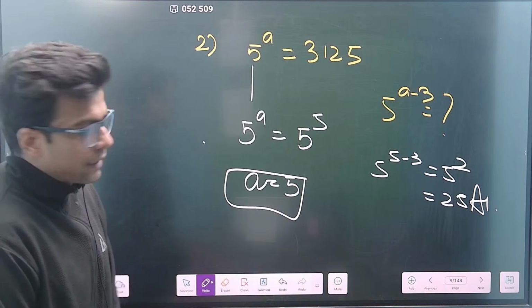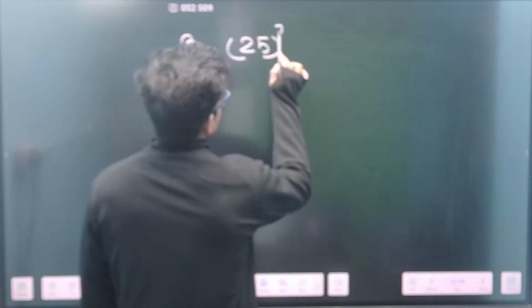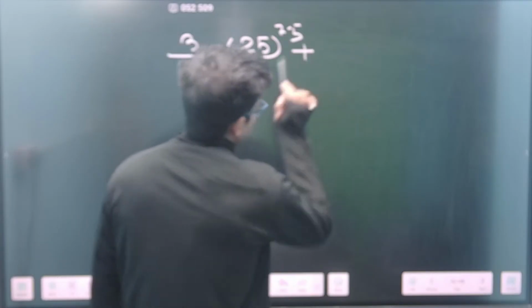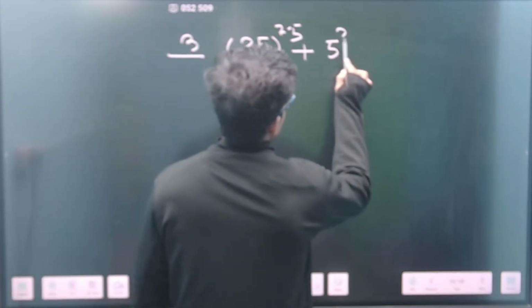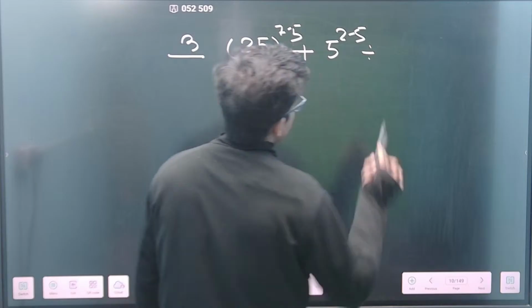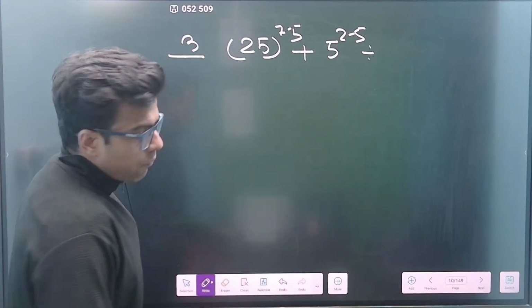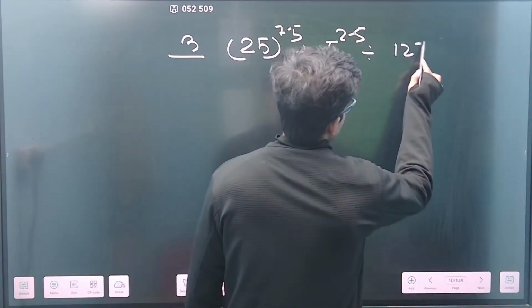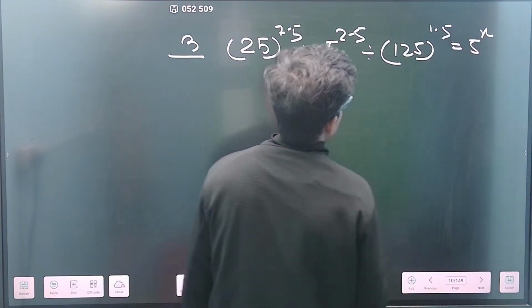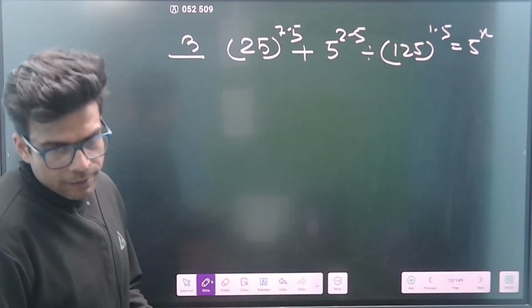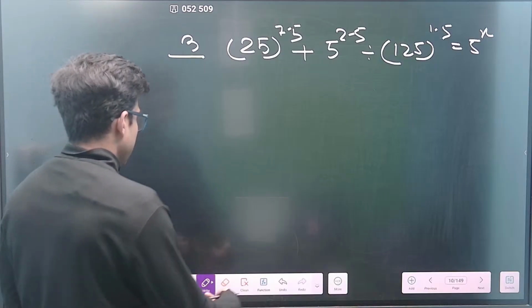So this is my second problem. Let's start: 7.5, plus 5 to the power 2.5, divided by 125 to the power 1.5 and 5 to the power x. Can you figure out the value of x? Come on. Can you figure out the value of x? Write it down in multiplication.